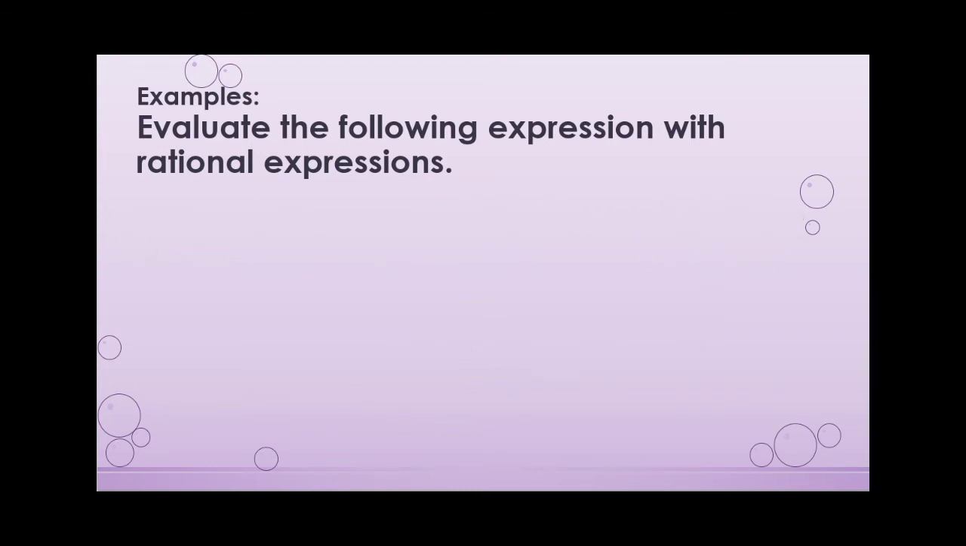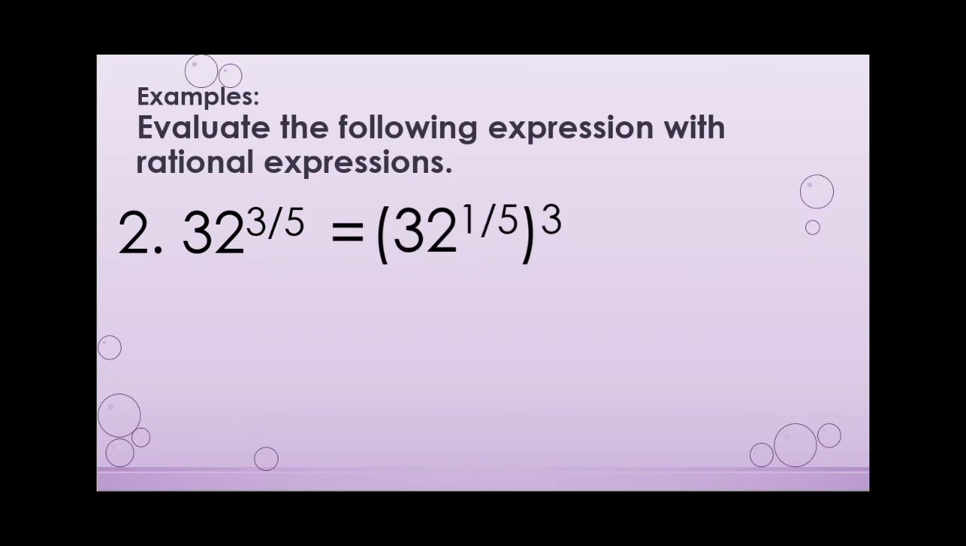Example number 2. We have 32 raised to 3/5. So, this is equal now to 32 raised to 1/5. Then, raise this power to 3. So, paano ulit naging ganito ang ating exponents? So, if we are going to multiply 1 by 3, the answer is 3 over 5. So, babalik pa rin ito sa original exponent. So, ngayon, let us express this as a radical expression.